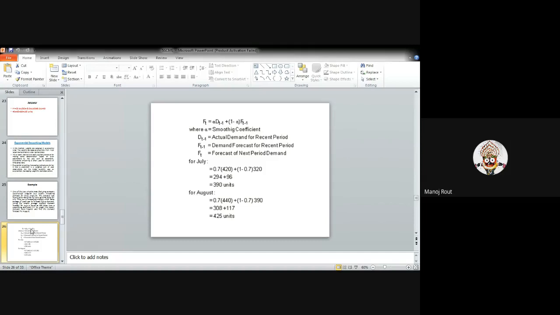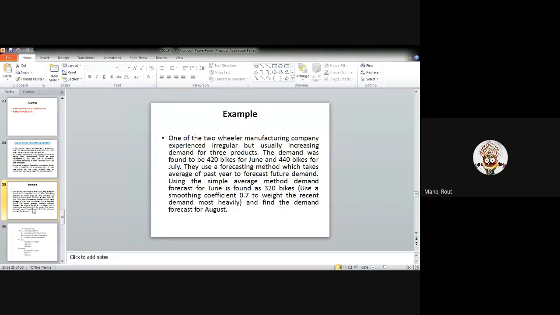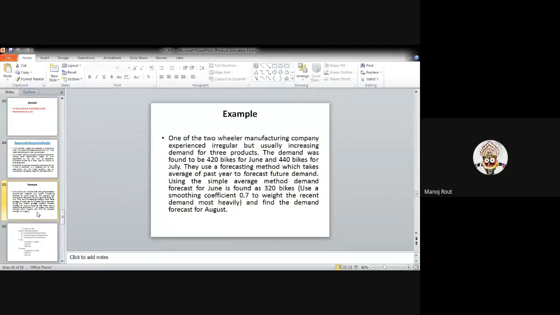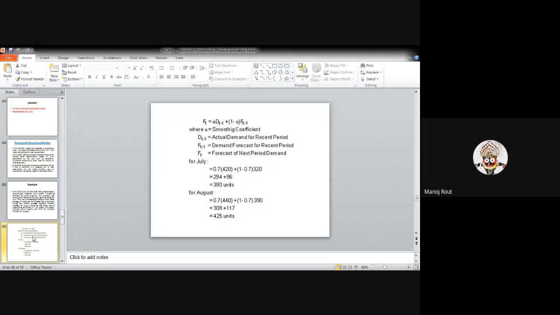Similarly, for the month of August, that is 0.7 into 440 plus 1 minus 0.7, where 440 is already given in your question for the month of July, into 390. The 390 is missing in the given data, clear? You have to write down this particular thing. That is 425 units.